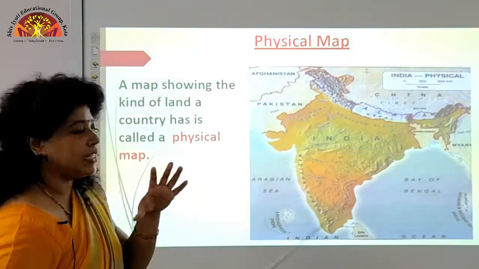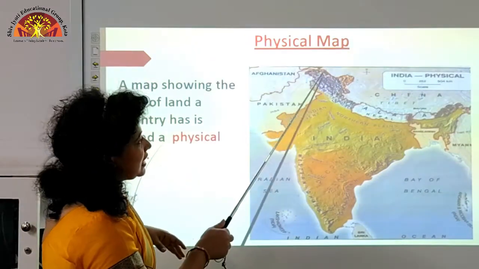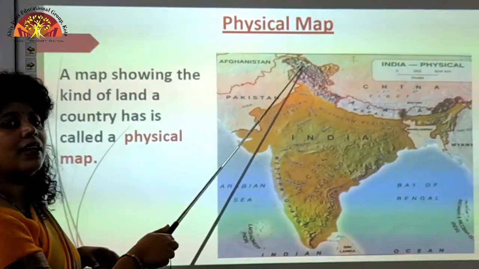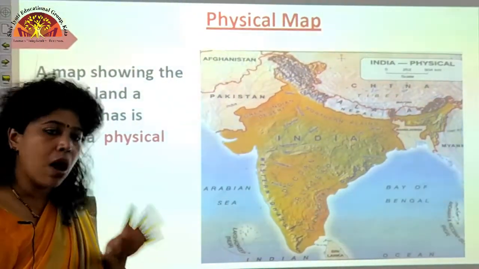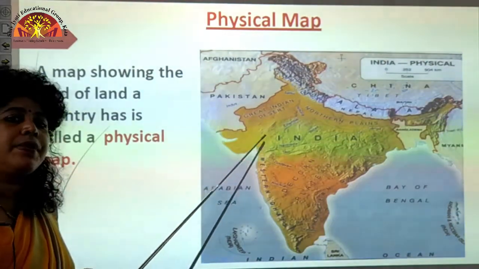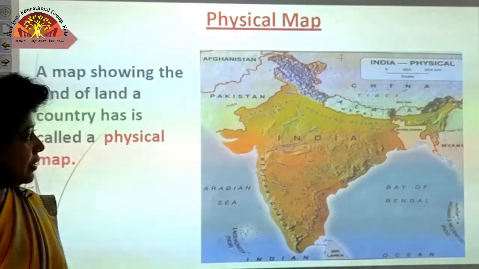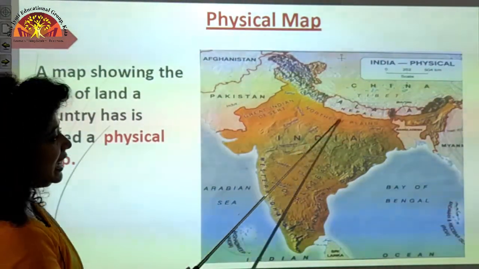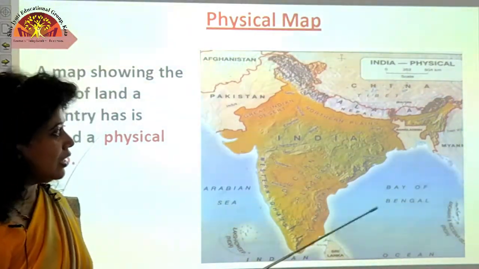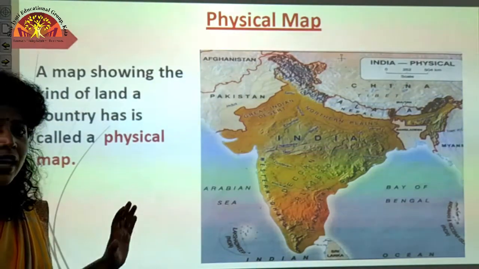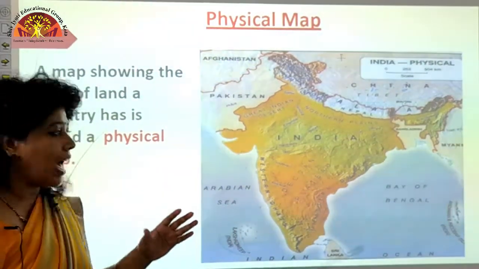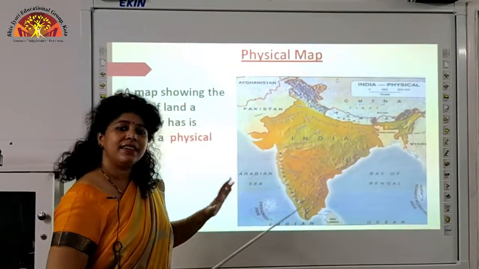Let me just explain to you how it is. You see this dark brown color. Whatever is dark brown in color represents mountains, whatever is yellowish in color represents deserts or plateaus, and whatever is green in color represents plains or grasslands. So the physical map of India gives better clarity as to the type of land that the country has.